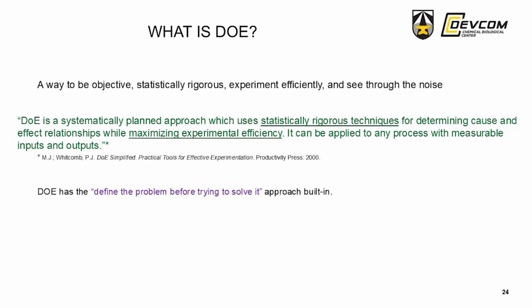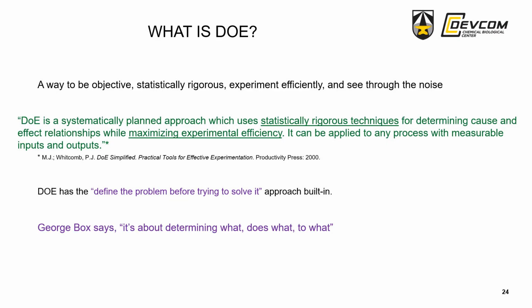And Pat Whitcomb of the StatEase company that makes Design Expert, he says it's a systematic planned approach, rigorous techniques, maximizing experimental efficiency, and it can be applied to any process if you have measurable inputs, measurable outputs. And I found that DOE is interchangeable with defining the problem before trying to solve it. It's very systematic. It fits in with that, and that's what DOE is about. And George Bach said it's just about determining what does what to what.